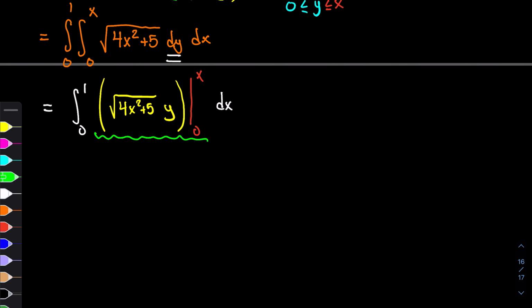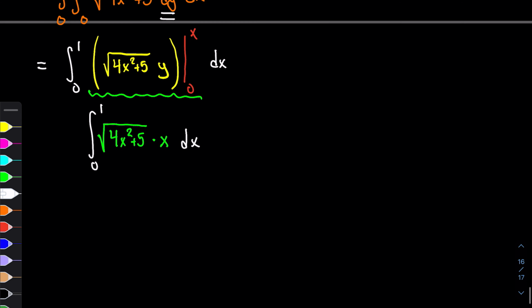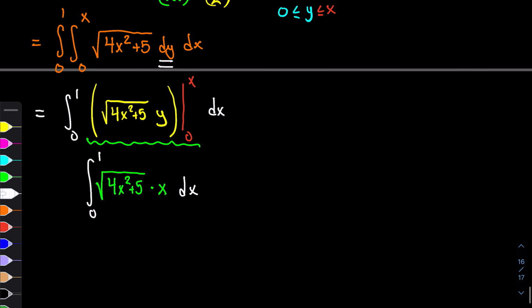This inside part is just going to end up becoming the square root of 4x squared plus 5 with an x on the outside. And there's no 0 part because when you plug in 0, it just is going to evaporate. And so now we have the integral from 0 to 1 dx. And from here, as terrible as this might look, this is actually pretty simple. We can do a u substitution.